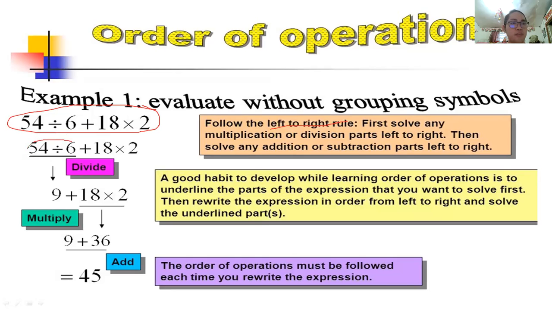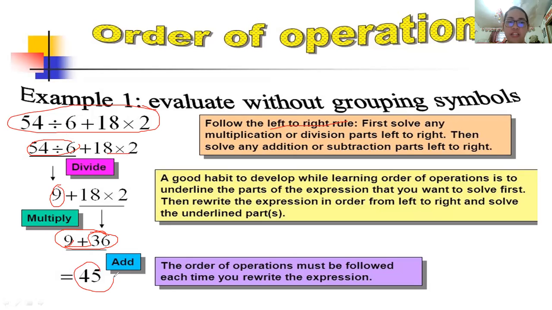54 divided by 6, as you can see, we divide it. That gives you 9. And then 18 times 2 gives you 36. Then we are going to add them: 9 plus 36.